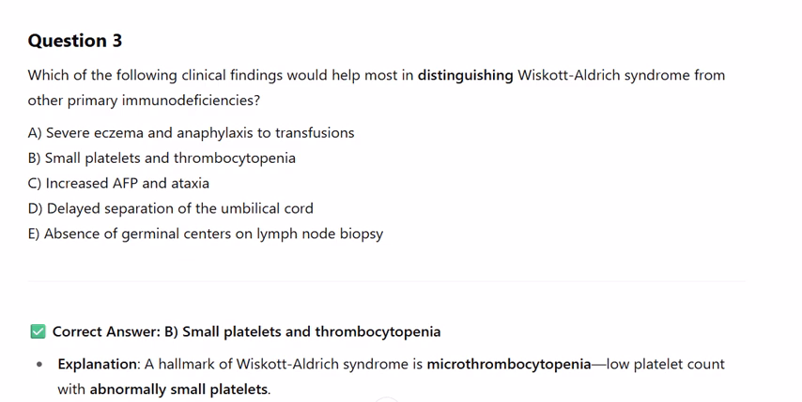Correct answer, B. Small platelets and thrombocytopenia. Explanation. A hallmark of Wiskott-Aldrich syndrome is microthrombocytopenia, low platelet count with abnormally small platelets.